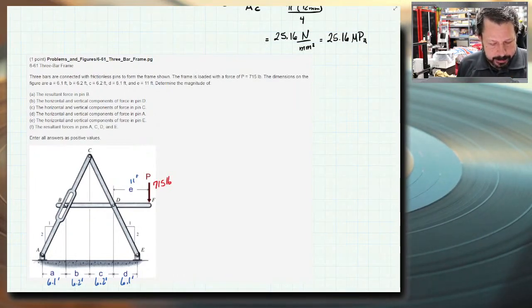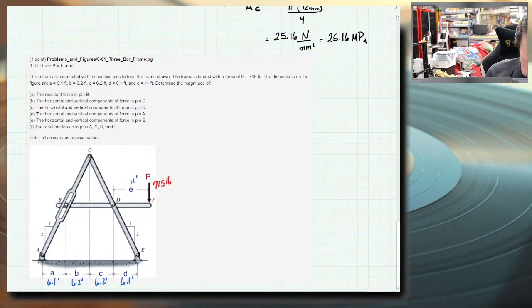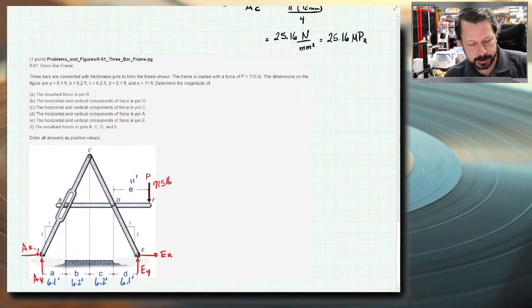So one thing I noticed, first of all, it's still attached to the ground, so let's do our same thing where we're going to erase that. Those are both pins, though. So EY and EX, AY, AX. So I have 4 unknowns as external reactions.